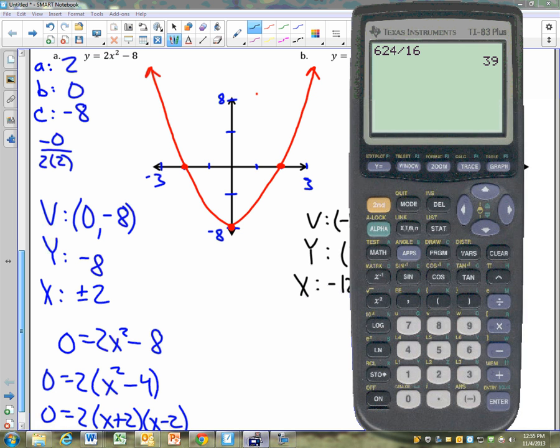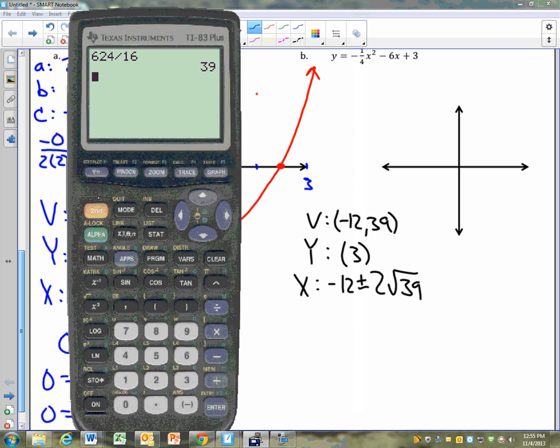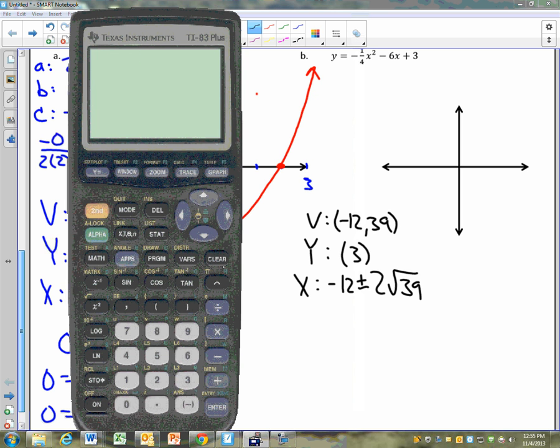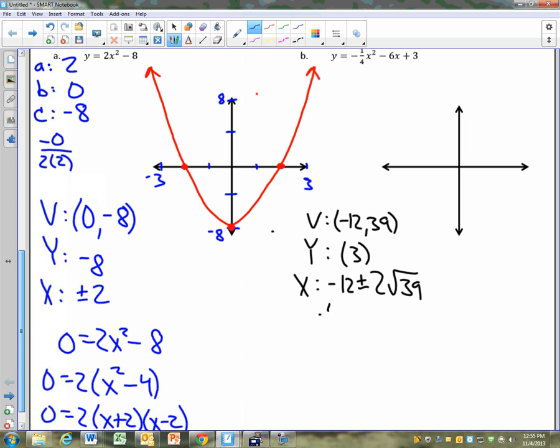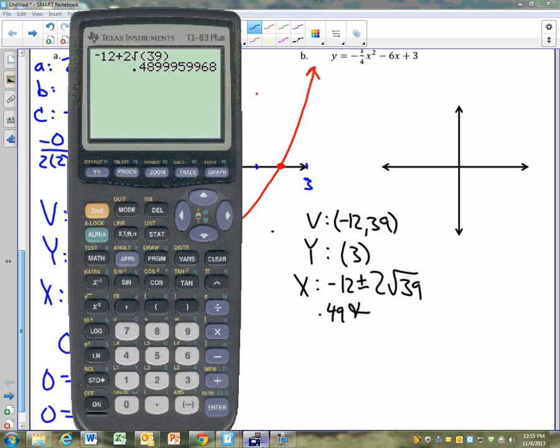So let's come up with a decimal representation for those. And all you do is just plug it in. Negative 12 plus 2 roots of 39, and we get 0.49. Then we'll do the next one. Negative 12 minus 2 roots of 39 is negative 24.49.